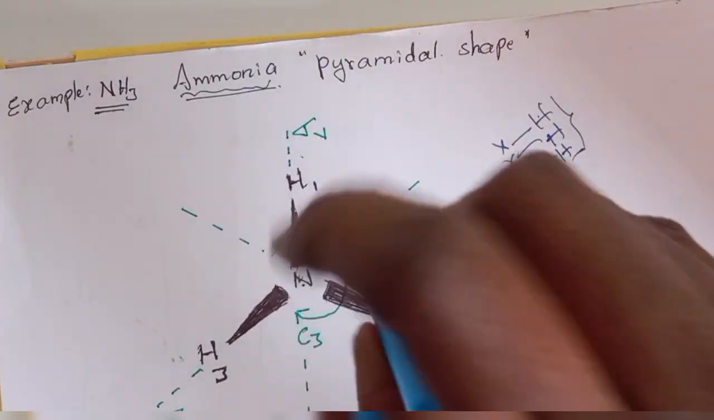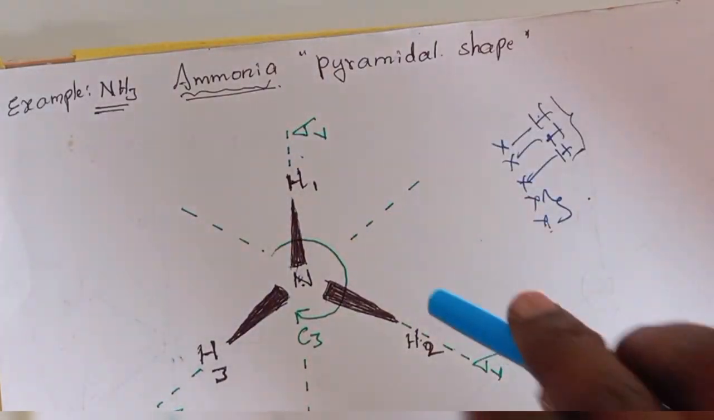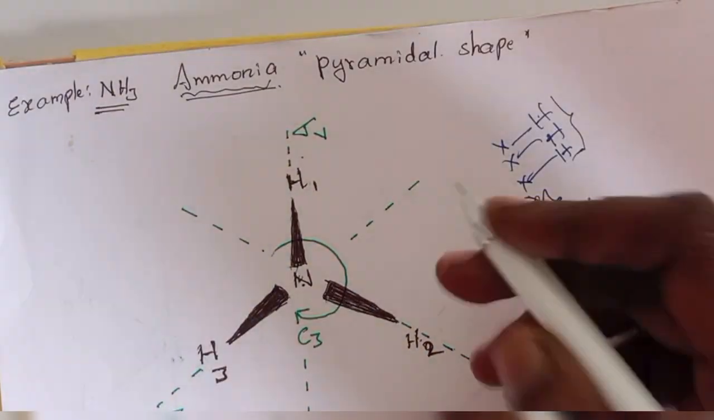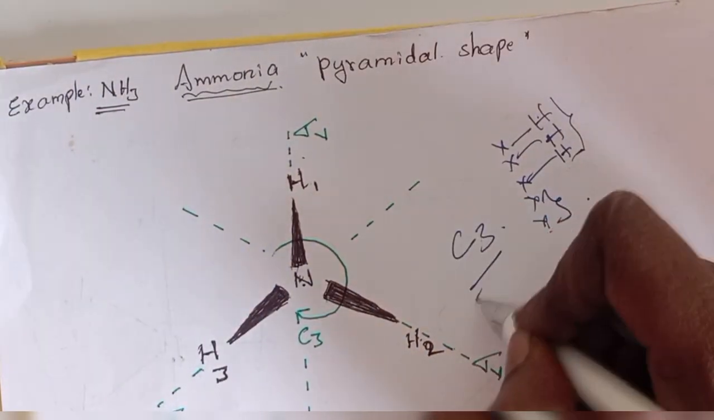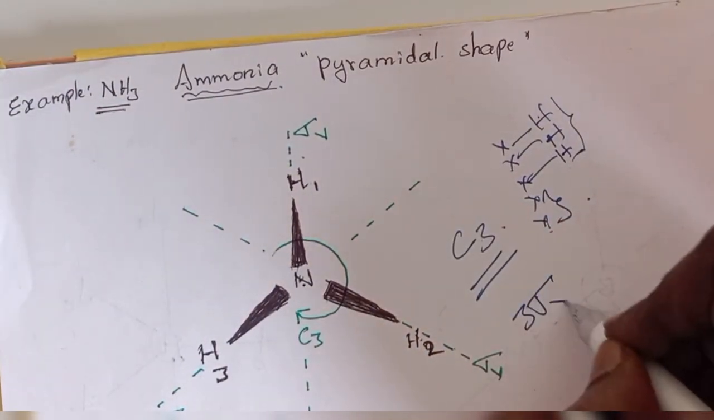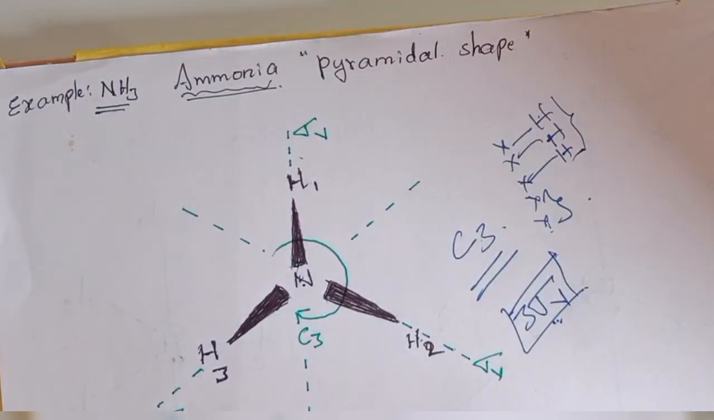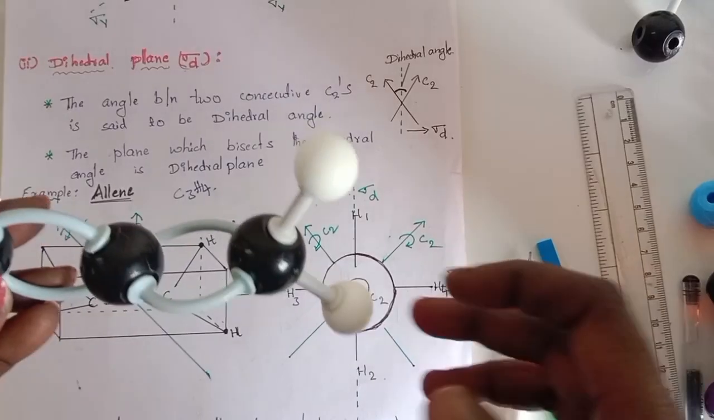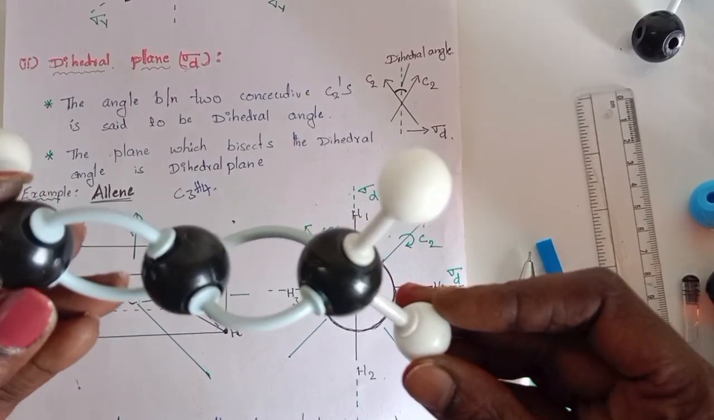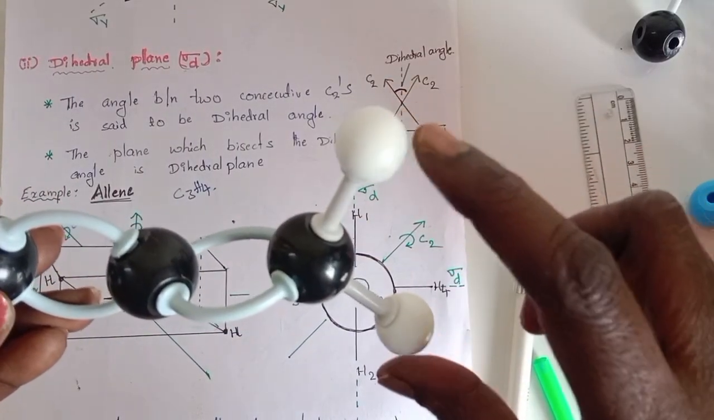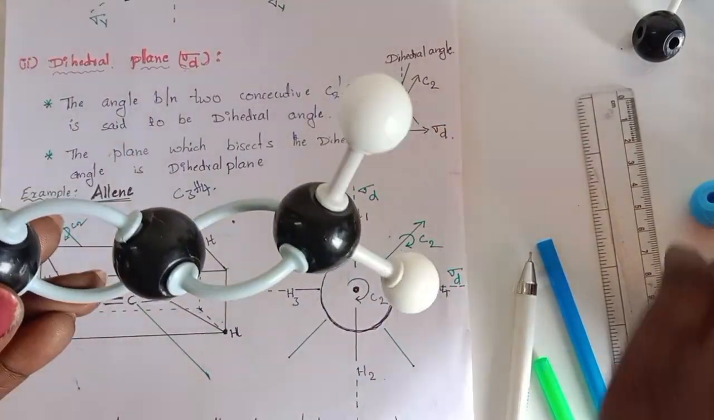Through each hydrogen, one plane is possible. Like that, 3 sigma v planes are possible. In ammonia, the principal axis is C3 and the 3 planes are possible. They can be considered as sigma v, vertical planes. And the two planes are possible through 2 hydrogen atoms and 3 carbon atoms like this.